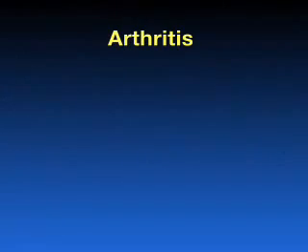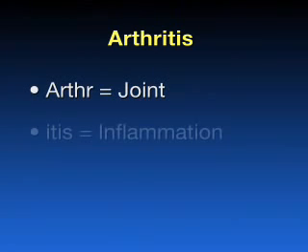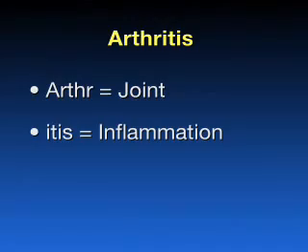Arthritis, in its very generic terms, broken down, is arth is joint and itis is inflammation. And yes, you may have arthritis. There's reasons that you might have arthritis. Let's go through some basic anatomy of the knee to understand a little bit what's going on.